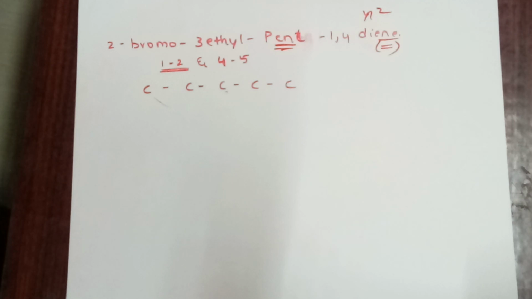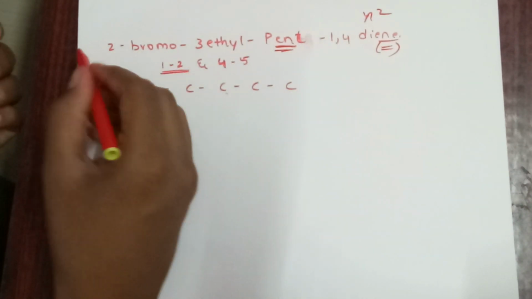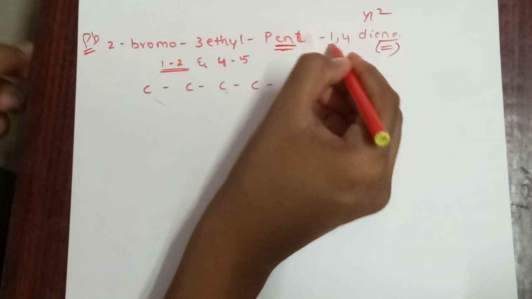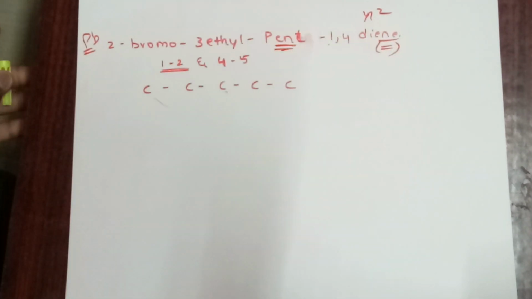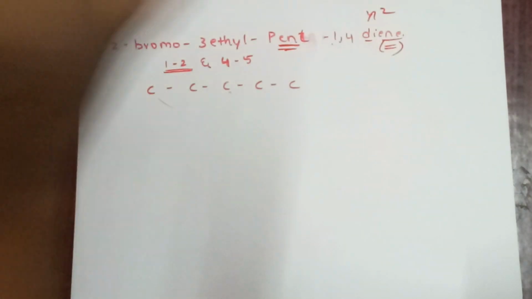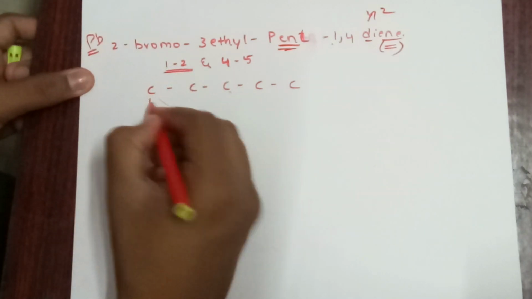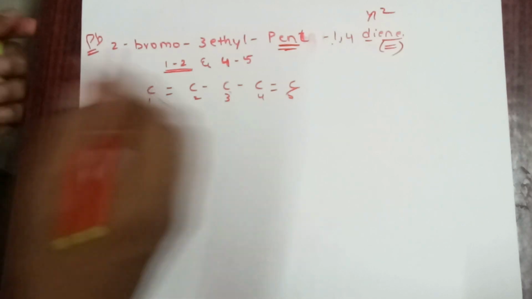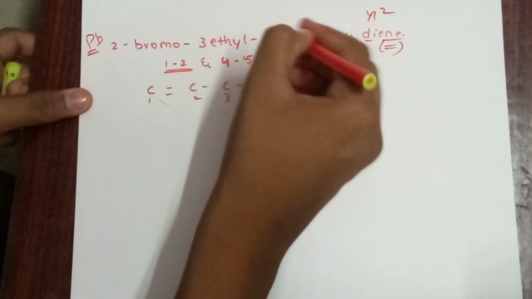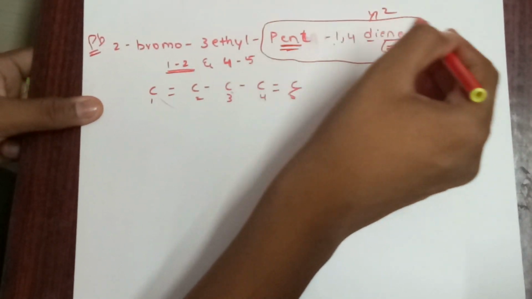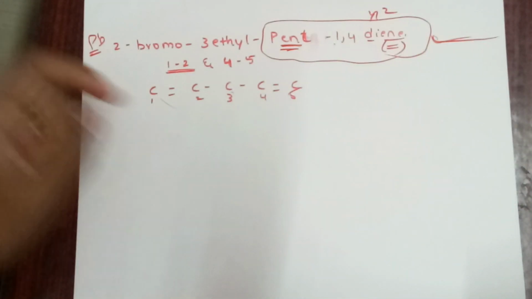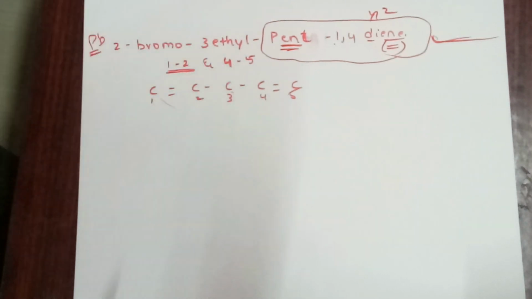I hope you understand. So according to the name, where are the carbon double bonds present? 1,4. As there are 2 double bonds, they gave di. Di means 2 double bonds, in 1, 2 and 4, 5. 1, 2, 3, 4, 5. I gave you the double bonds, so this condition is satisfied. Now we have to satisfy these two.